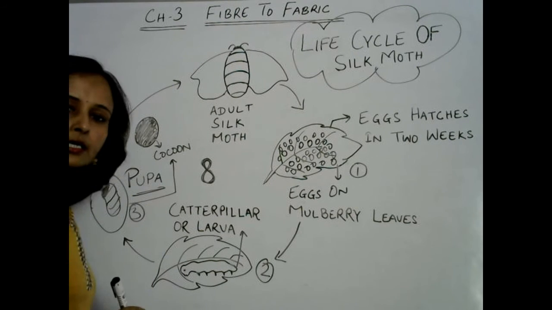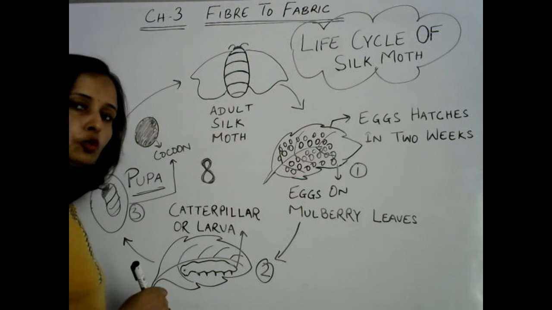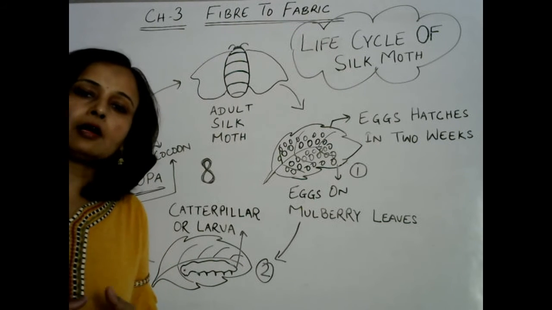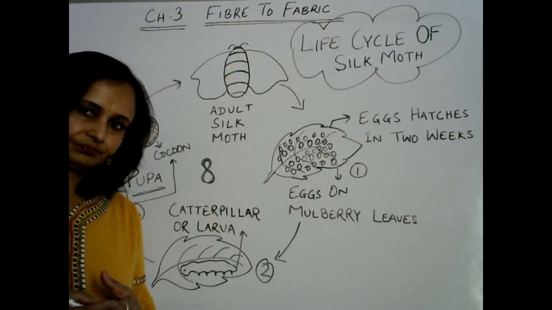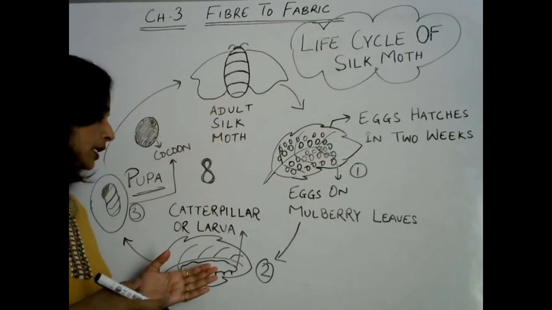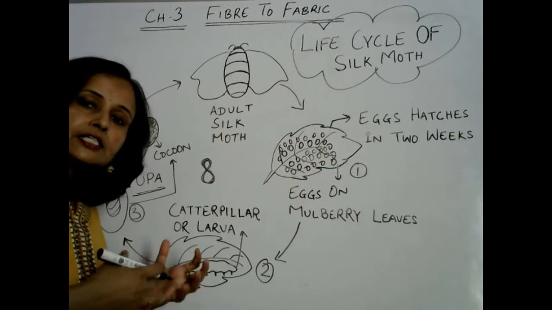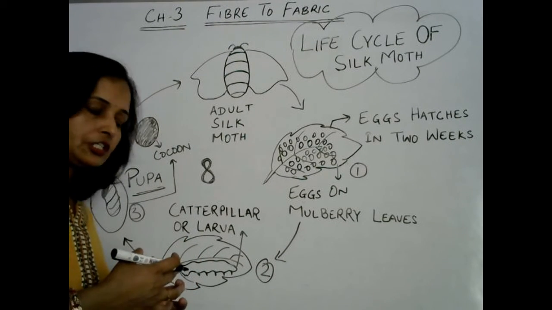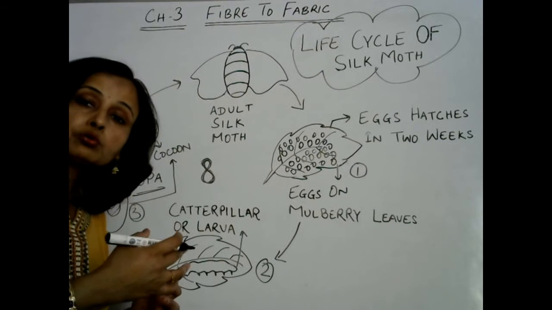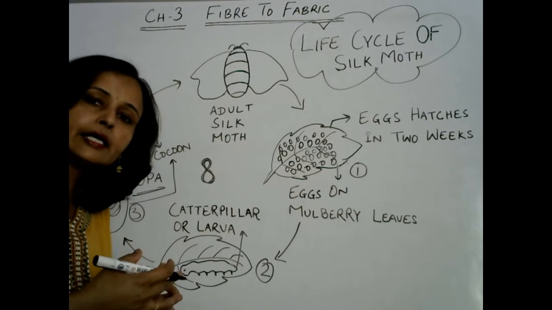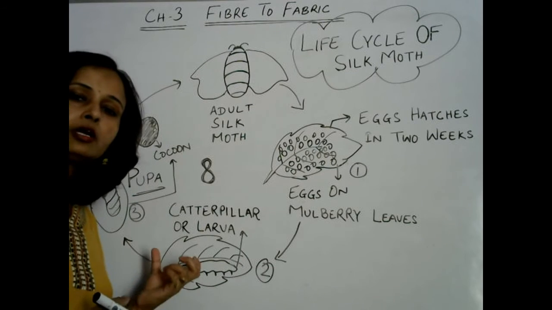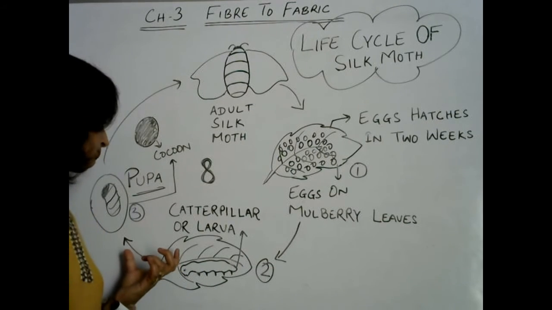What is the third stage? It is the pupa stage. And where is the pupa found? It is found inside the cocoon. How does it happen? When the caterpillar releases juice, that juice becomes thick after coming in contact with air, and the cocoon is formed, and inside the cocoon the transformation happens from caterpillar or larva to pupa.